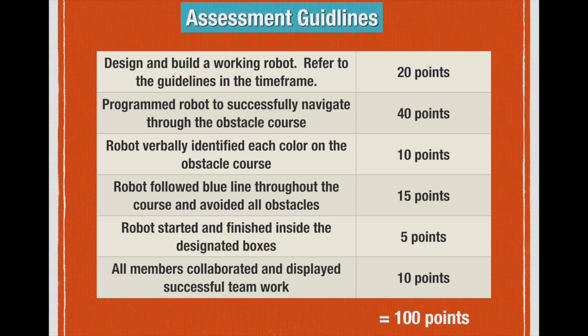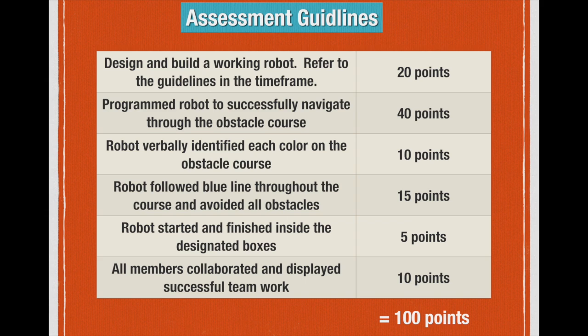So the last part of my presentation is the assessment guidelines. They will be worth a total of 100 points. Let's just go through it. For design and build of a working robot, you can receive 20 points. Programming a robot to successfully navigate through the obstacle course is worth 40 points.